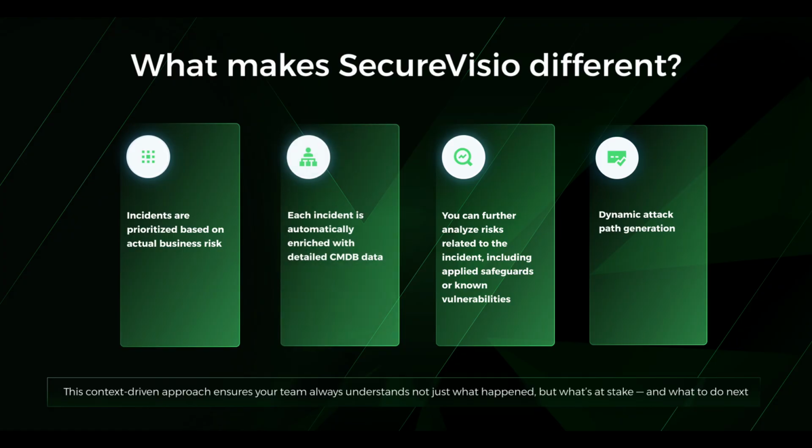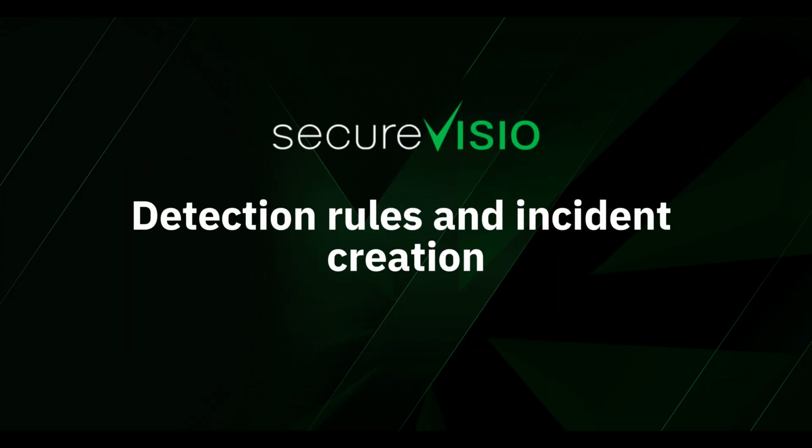Each incident is automatically enriched with detailed CMDB data, including asset ownership, location, associated services, and process roles. You can further analyze risks related to the incident, including applied safeguards, known vulnerabilities, and mapped threat scenarios. SecureVisio also dynamically generates attack paths, visually outlining how a compromise could propagate across your network, exposing additional assets or processes. This context-driven approach ensures your team always understands not just what happened, but what's at stake and what to do next.